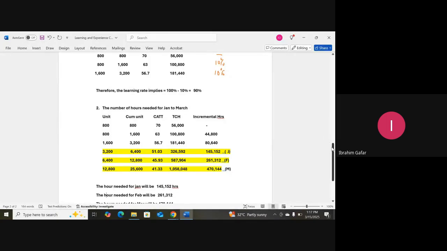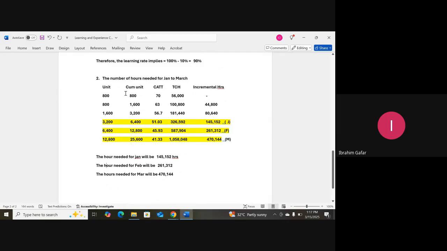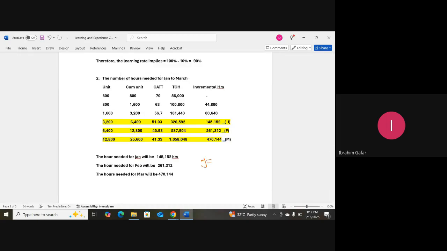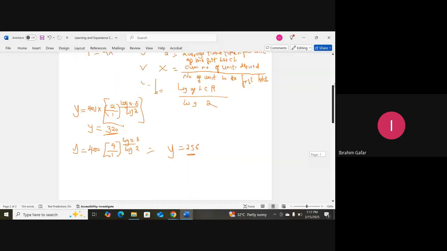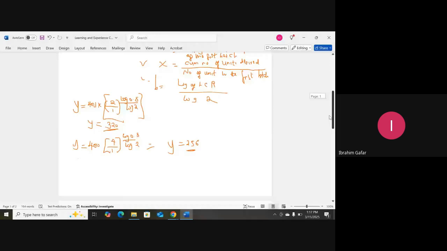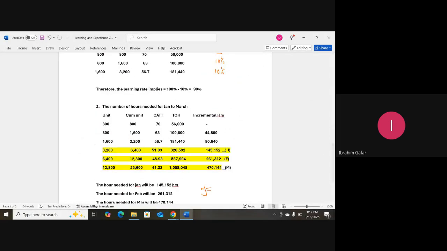Should we try the last one? When the output doubles to 25,600, should we try whether we are going to get 41.33? Yes, let's try that. So we say y becomes a. What's the meaning of my a? A is the average time taken per unit of the first batch. So what's the average time taken of the first batch? 70. Is it clear?